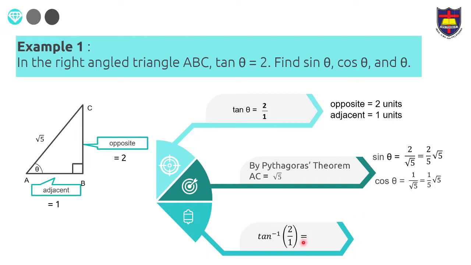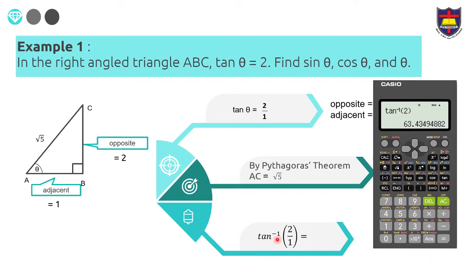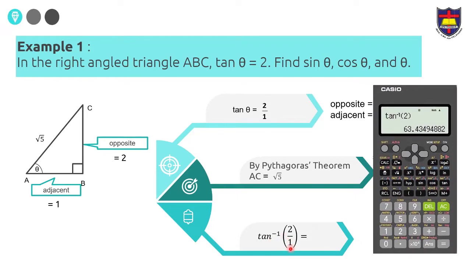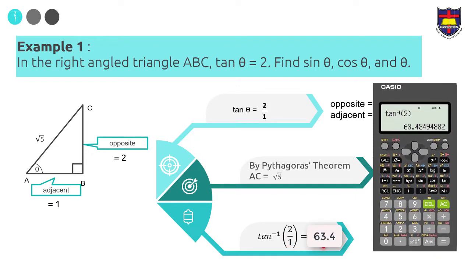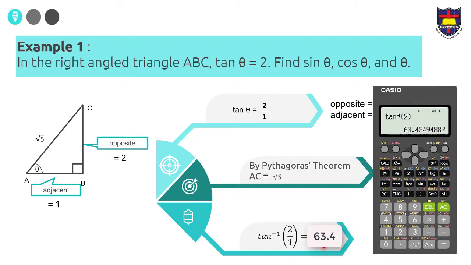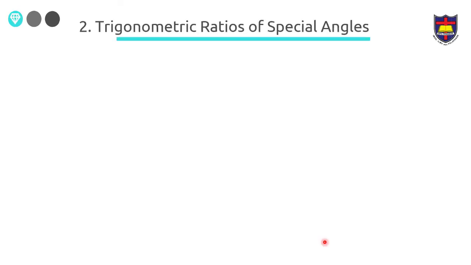Last one, how do we calculate theta? We can use a calculator and use the inverse tangent key, tangent inverse of 2 over 1. Then we obtain the value of the angle theta as 63.4 degrees. Next is the trigonometric ratio of special angles.